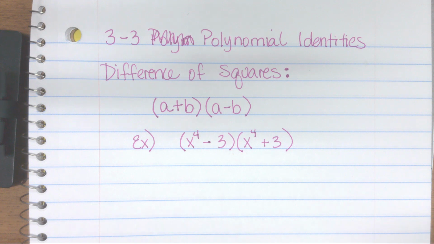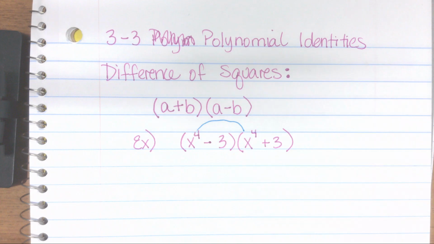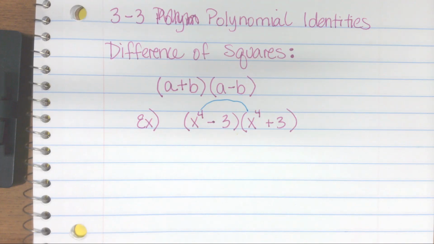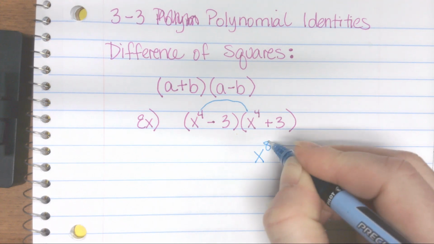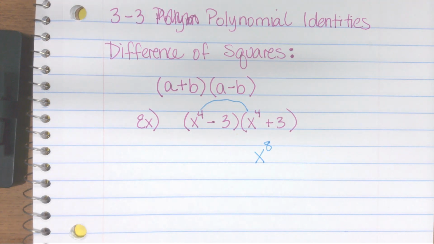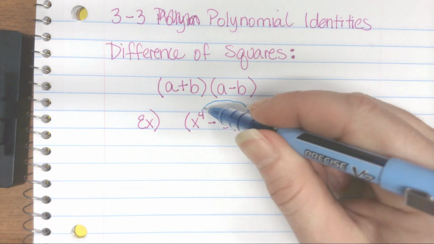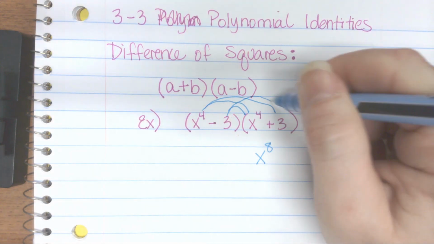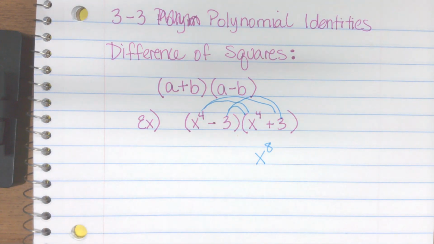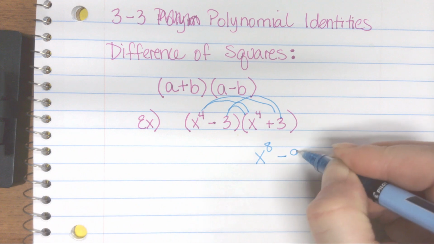Okay, so what's x to the fourth times x to the fourth? Say it to the person next to you. X to the 8th. Okay. What happens to the outers and the inners? Cancel. What's negative 3 times 3? Minus 9.